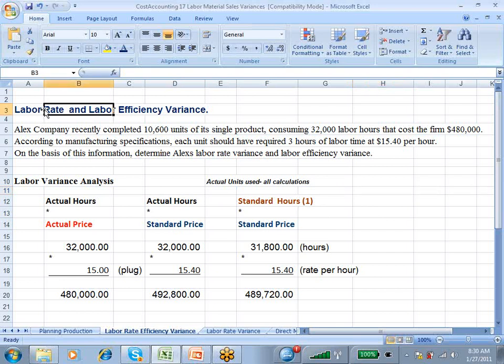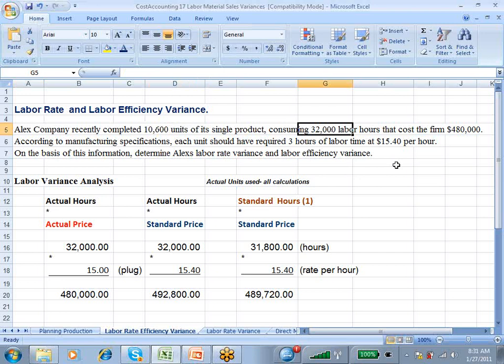Labor rate means that the hourly rate that you're paying employees is higher or lower than what you plan. Efficiency means that the number of hours the employees worked is higher or lower than what you plan. So let's use that as a basis. Alex Company recently completed 10,600 units of a single product. It's a single product; that's how many units they made. It took 32,000 labor hours, and it cost the firm $480,000.